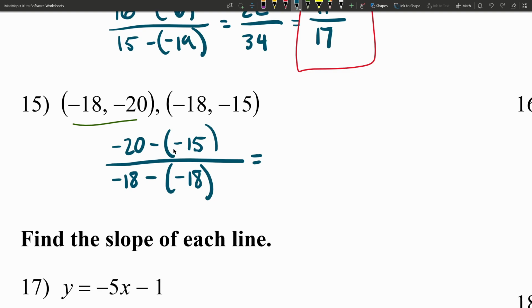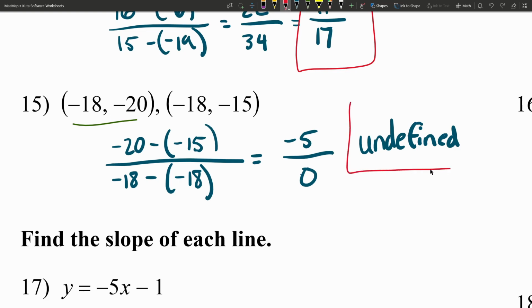Negative 20 minus a negative 15, negative 20 plus 15 is a negative 5, and then we have negative 18 minus a negative 18, that's negative 18 plus 18, which is 0. But wait a second, we have an issue here, because we can't divide by 0. That is undefined. So our slope in number 15 is undefined.